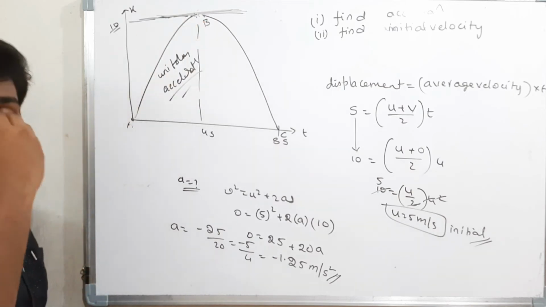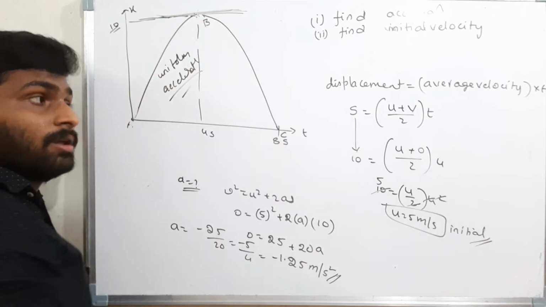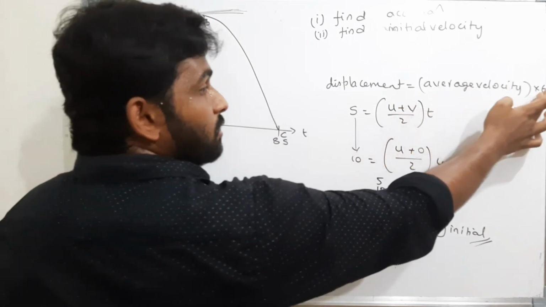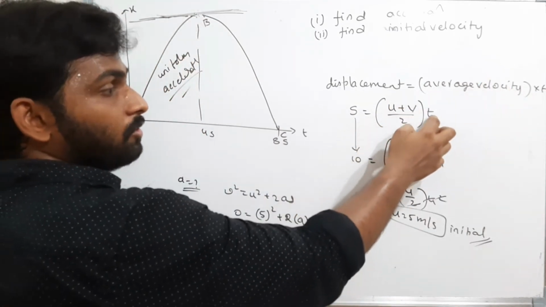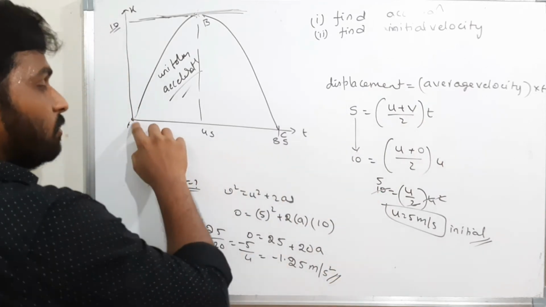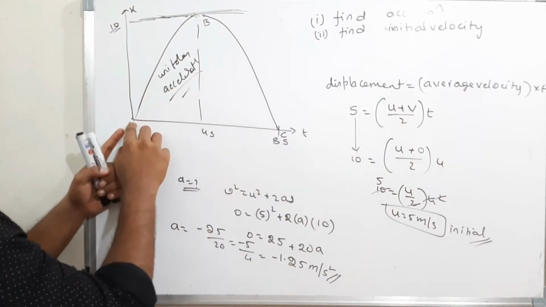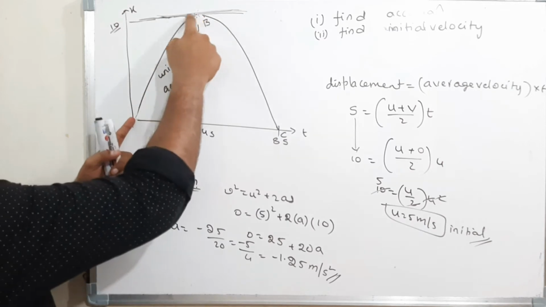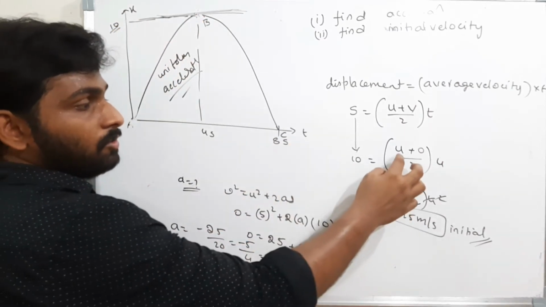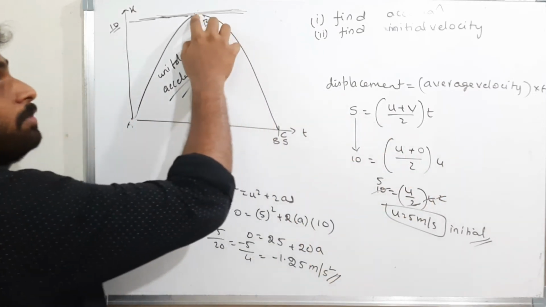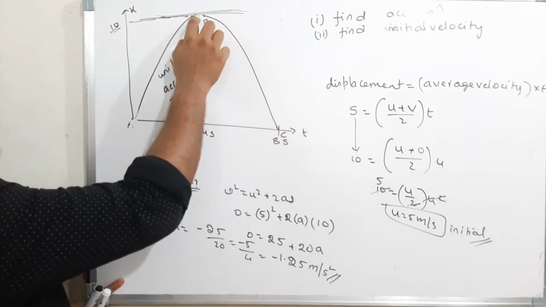Well and good. When the body is moving with uniform acceleration, the displacement is equal to average velocity into time. I can use this formula: S is equal to (u plus v) by 2 into t. Displacement from A to B, what is the displacement traveled? At A, the displacement is 0, but at B, the displacement is 10. For displacement 10, u I don't know, plus v. At point B, what is the velocity?